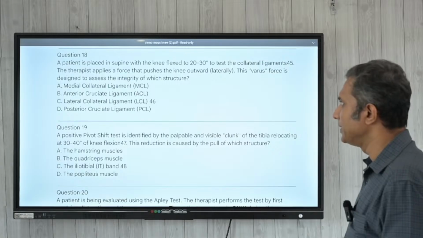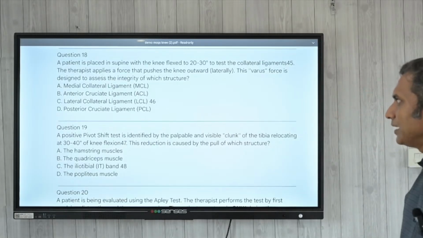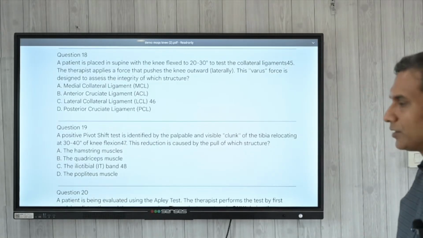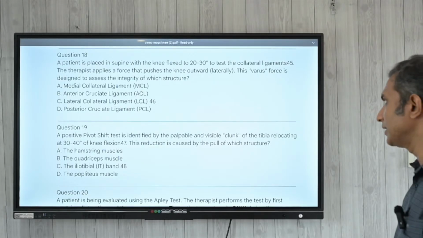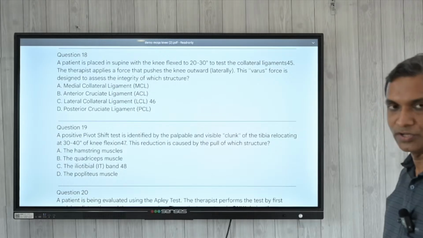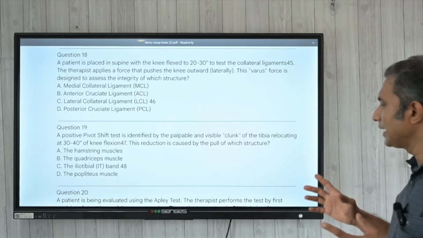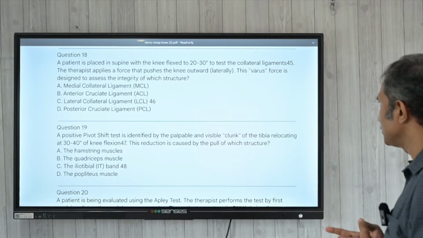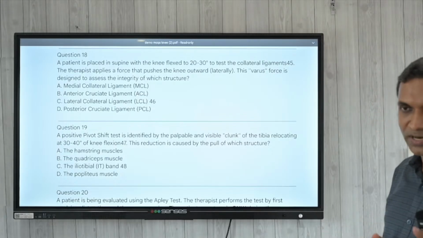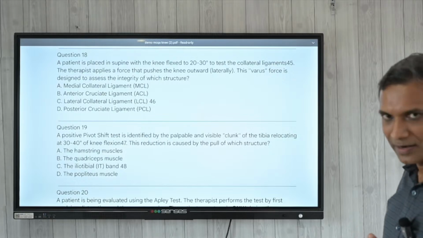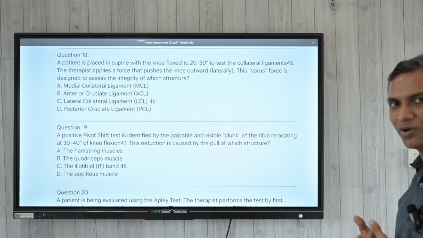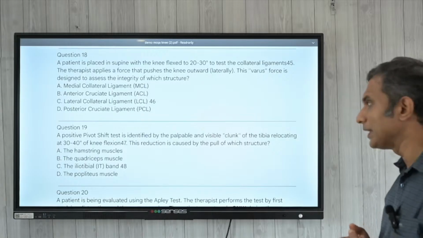Option A, medial collateral ligament. Option B, anterior cruciate ligament. Option C, lateral collateral ligament, and option D, posterior cruciate ligament. The guiding point here, varus force, knee is pushed outwards or laterally. We want to check for the collateral ligament, so you have to come to a conclusion regarding which would be that collateral ligament.